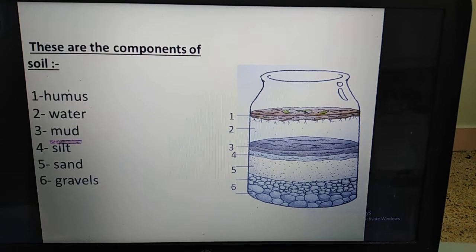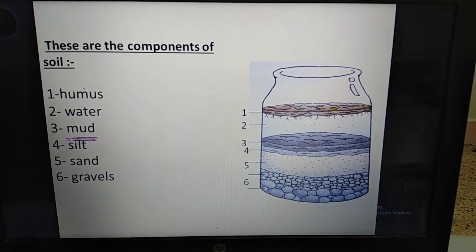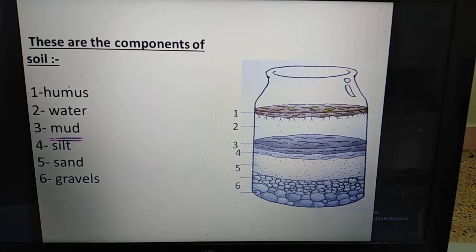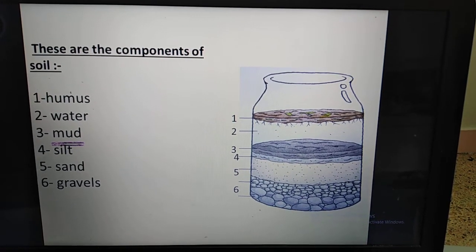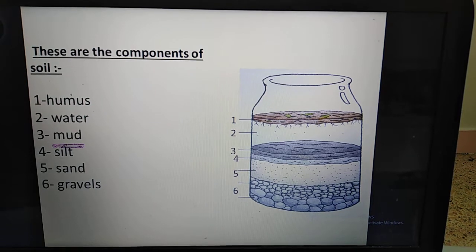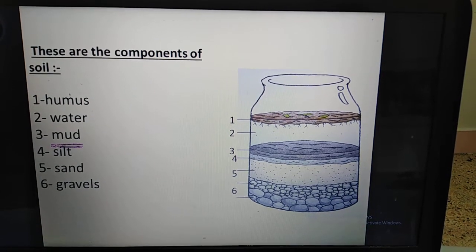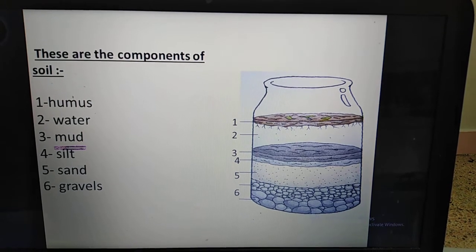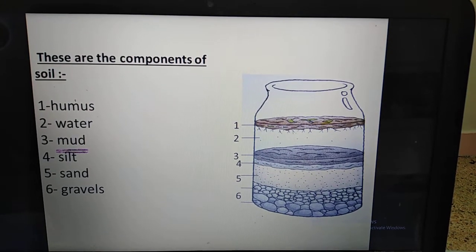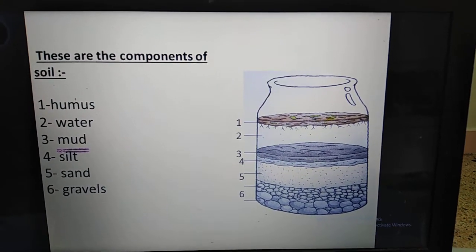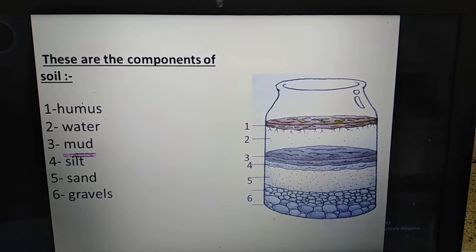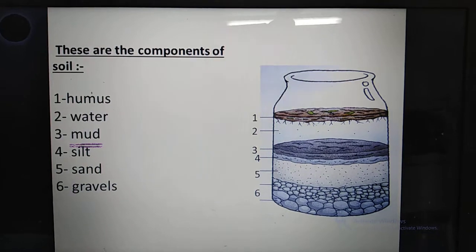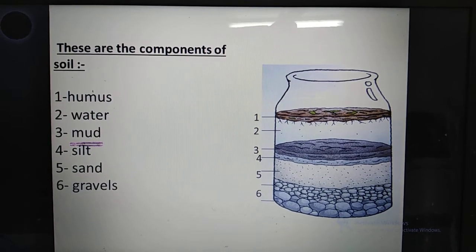These are the components of the soil in order. When you put a sample of soil in a jar containing water, these are the components of the soil. Number 1 is the humus, which we said is the decayed remains of animals and plants, and it affects the color of the soil. It makes the soil brown or dark black. Then water, mud, silt, sand, and gravels.